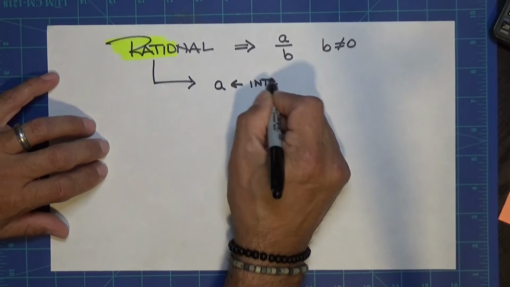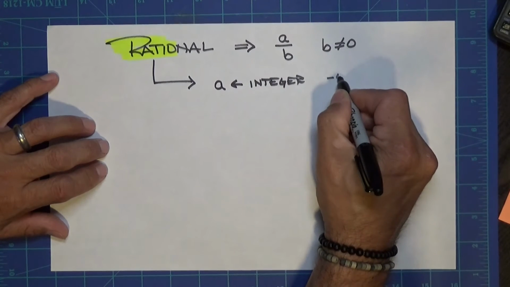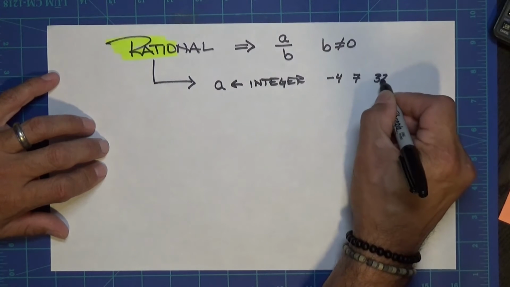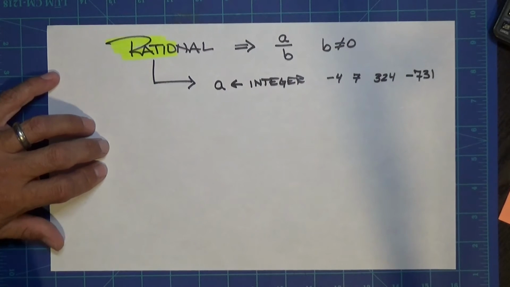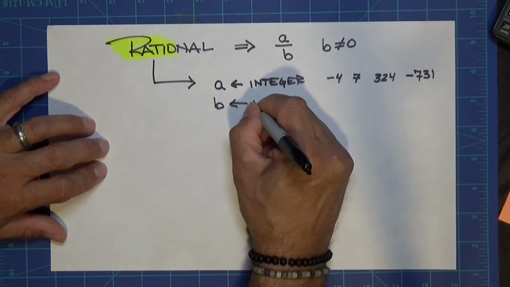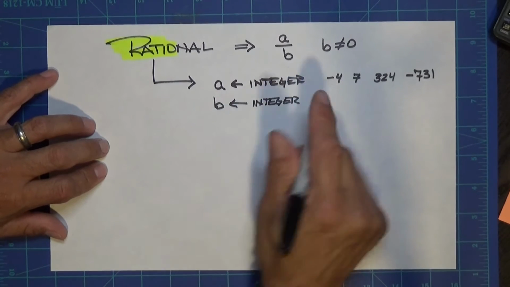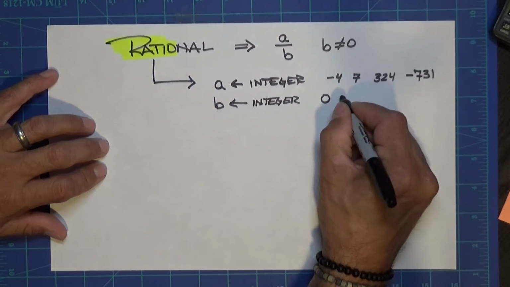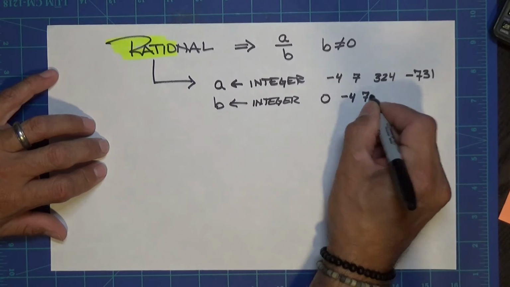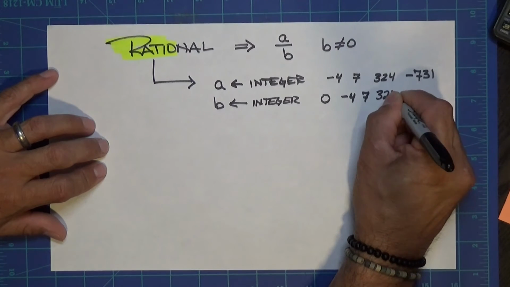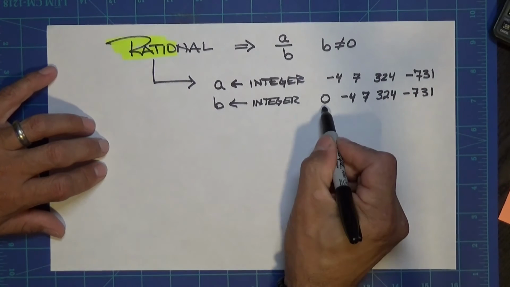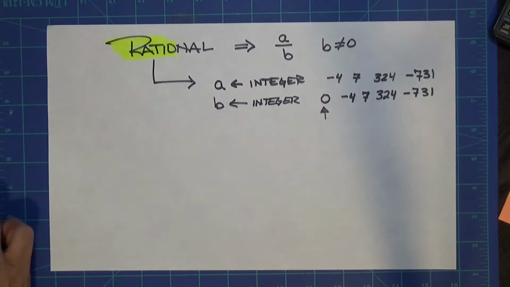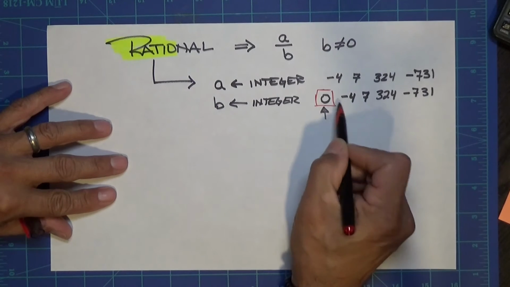This is an integer. Any integer. -4, 7, 324, -731. It doesn't matter. B is also an integer. B cannot be 0. It can be -4. It can be 7. It can be 324. And it can be 731. And any other number. It just cannot be 0. And the reason it can't be 0, so we cannot have 0.